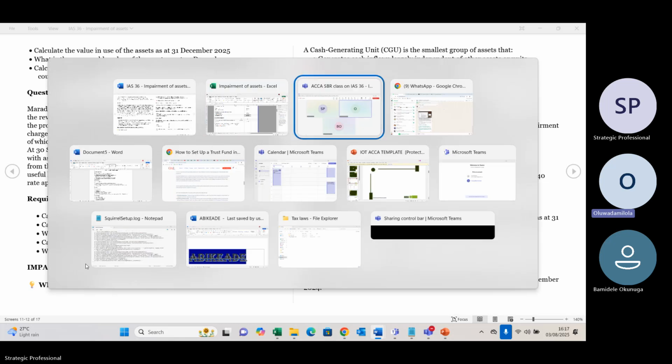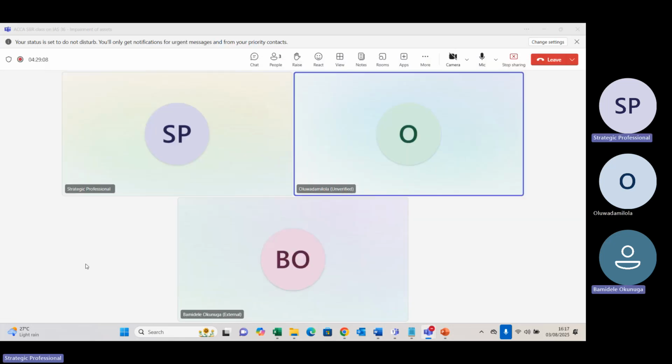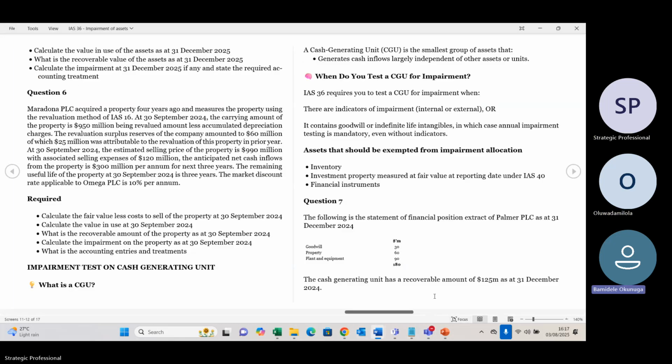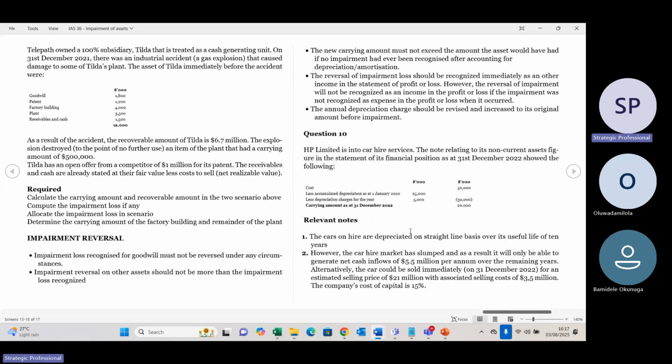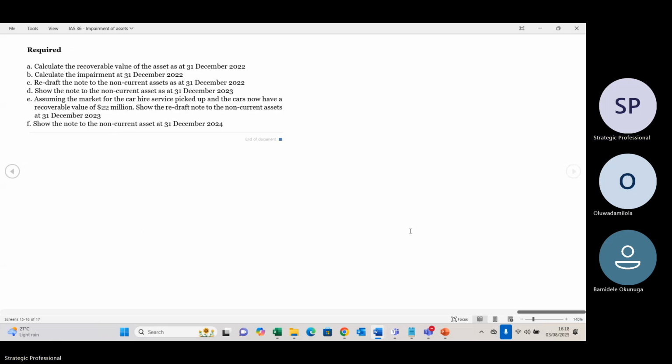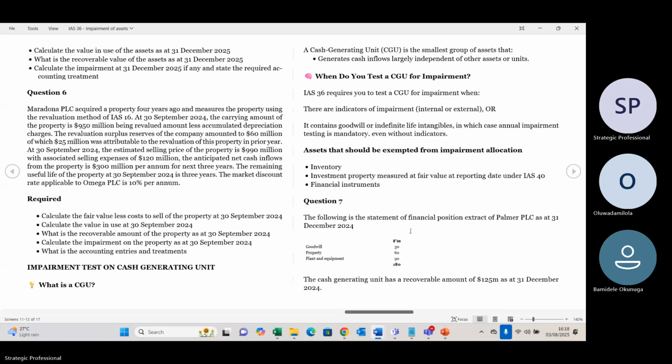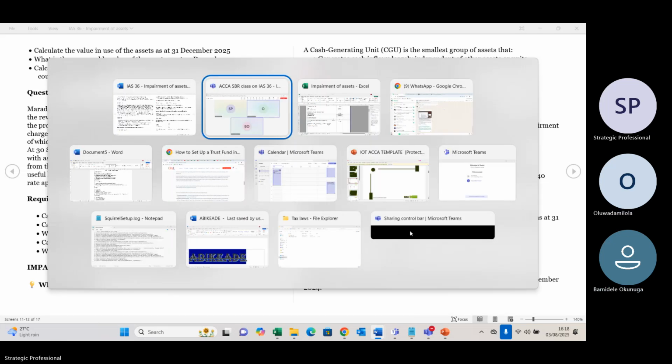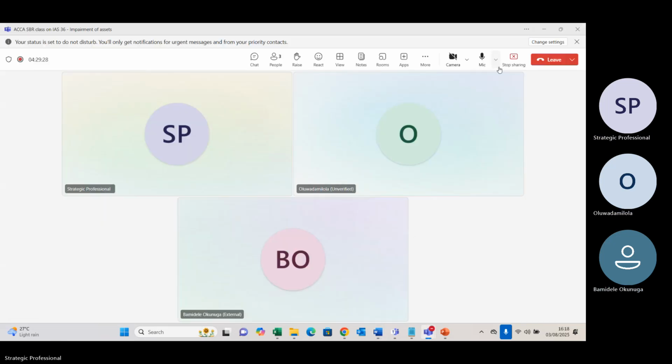AAA class has started. Okay, we have AAA. I just have CGU and impairment reversal left, but should we continue next week? Yes, that'll be fine. Okay, all right, no problem. All right, thank you very much.